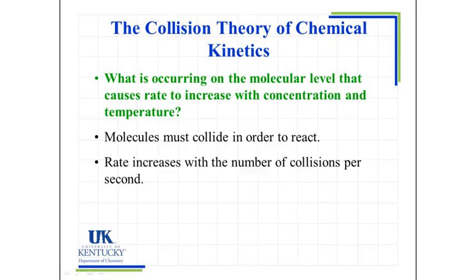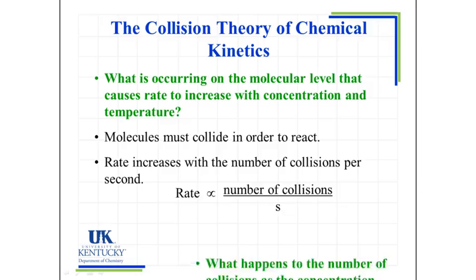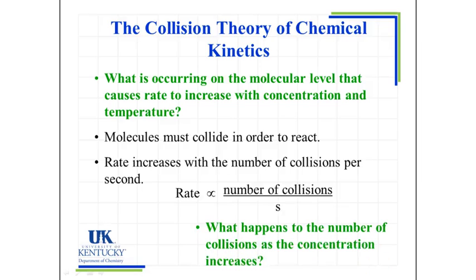So if you could get the number of collisions to increase, you're going to make the reaction rate increase. It's going to happen at a more rapid rate. So rate is directly proportional to the number of collisions per second. So the first thing we can think about is, why does rate go up as the concentration goes up? What happens to the number of collisions as the concentration increases?